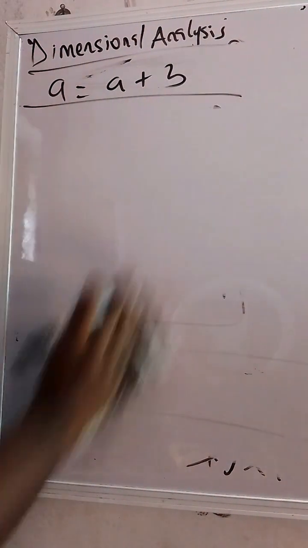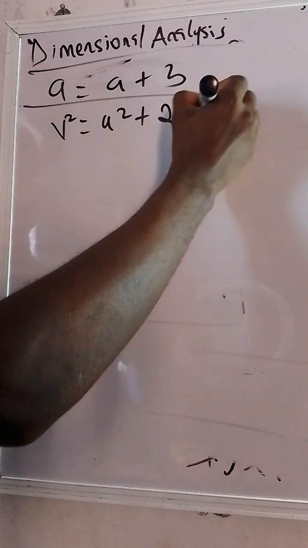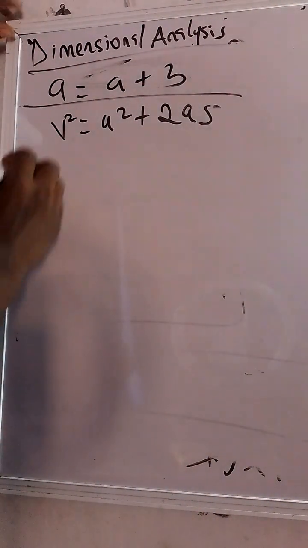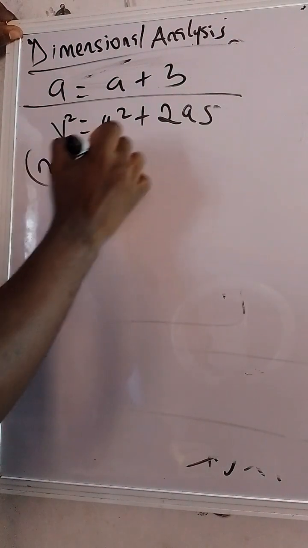Let's assume that you are also given something like this: V square is equal to U square plus 2s. They are telling you to check whether this equation is dimensionally correct. How will you check? Velocity is always what? Meter per second, right? All square.